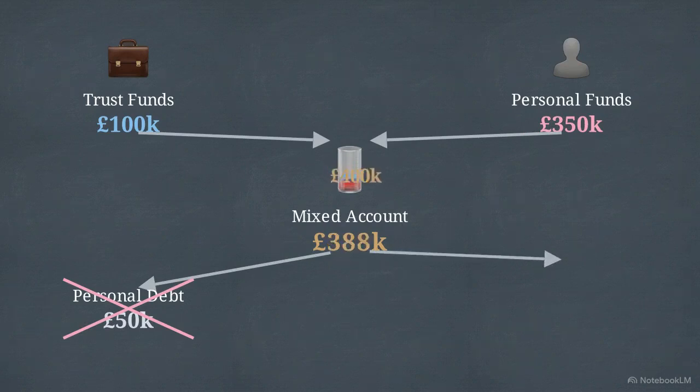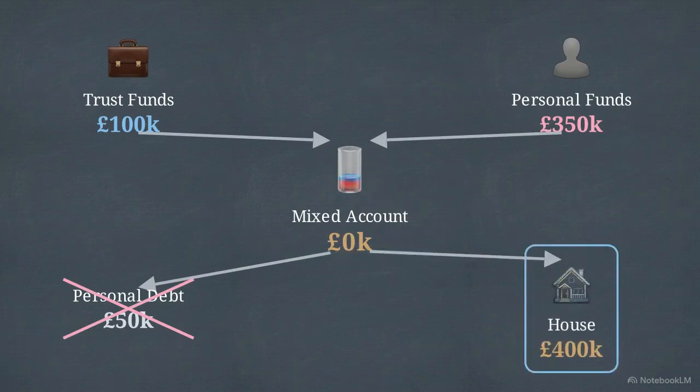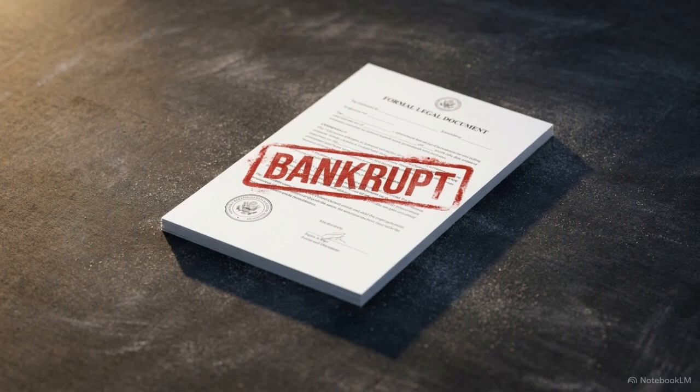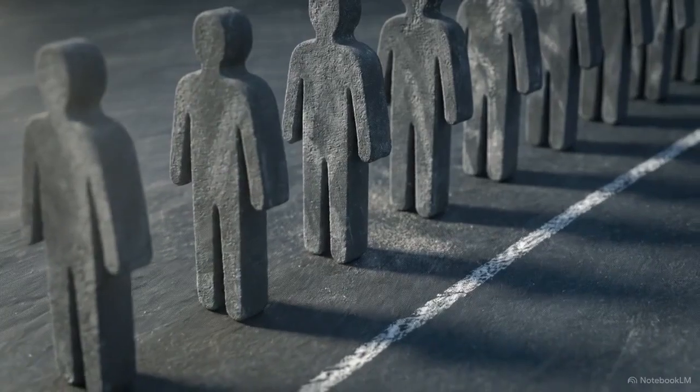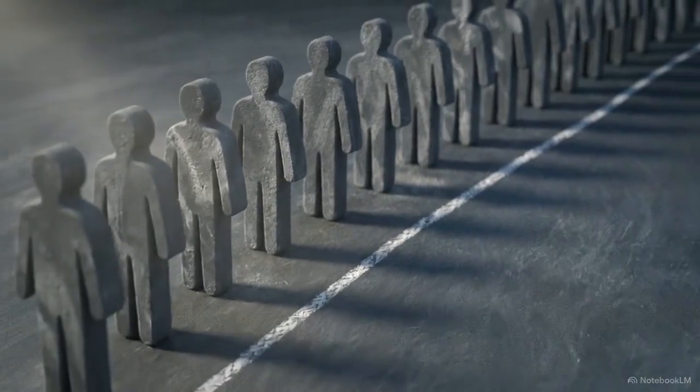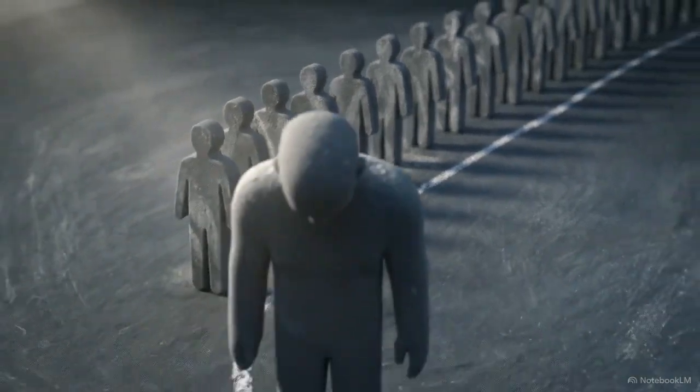She then makes two withdrawals. First, she pays off £50,000 in personal debt. Second, she uses the remaining £400,000 to buy a house. The property market booms, and that house appreciates to £500,000. Then the situation changes. Zainab is declared bankrupt.